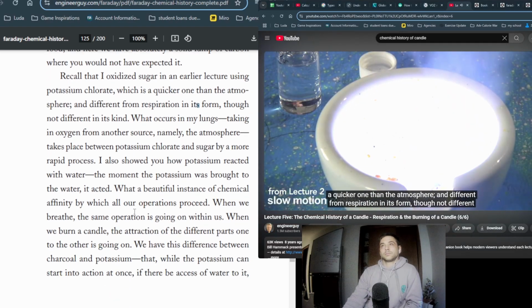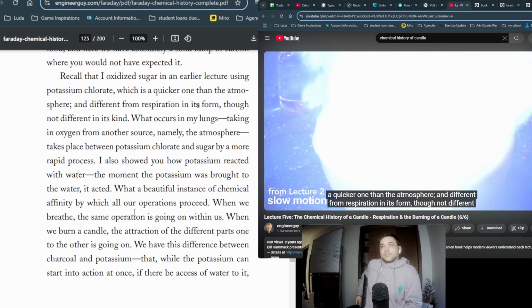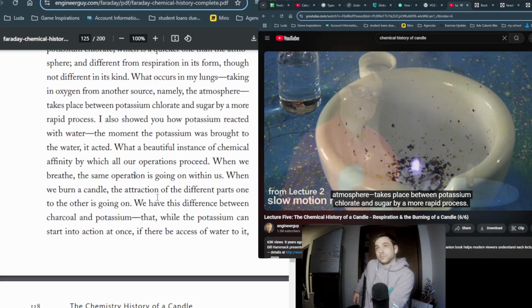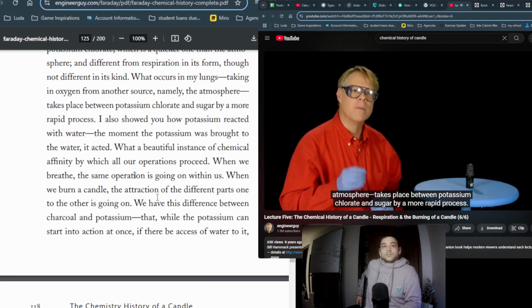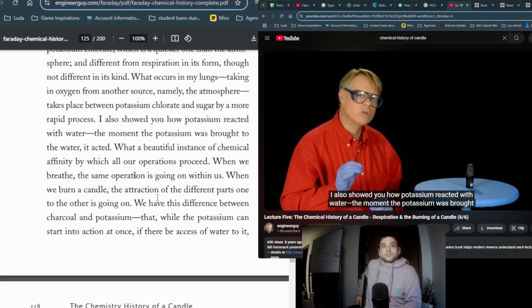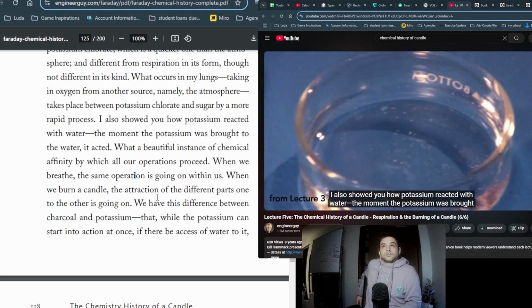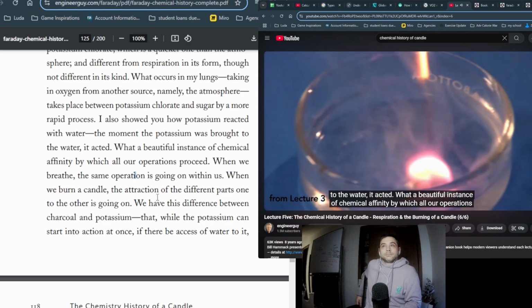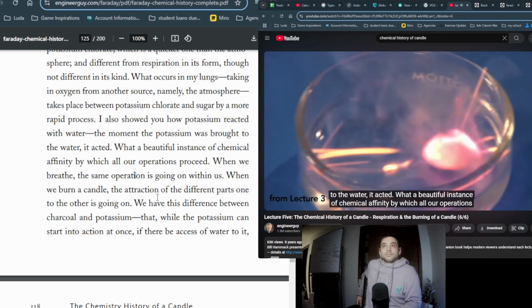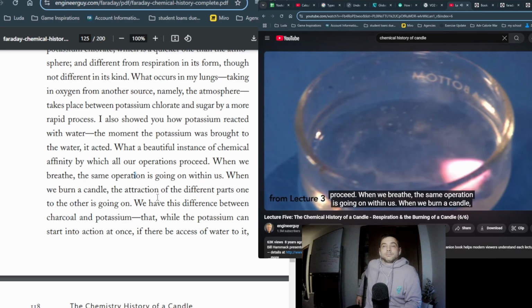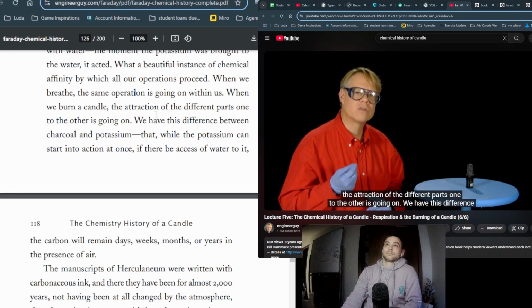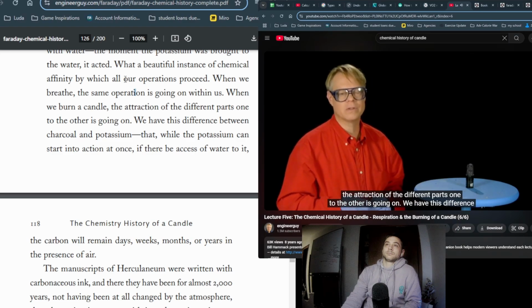than the atmosphere, and different from respiration in its form, though not different in its kind. What occurs in my lungs, taking in oxygen from another source, namely the atmosphere, takes place between potassium chloride and sugar by a more rapid process. I also showed you how potassium reacted with water. The moment the potassium was brought to the water, it acted. But a beautiful instance of chemical affinity by which all our operations proceed. When we breathe, the same operation is going on within us. When we burn a candle, the attraction of the different parts one to the other is going on.